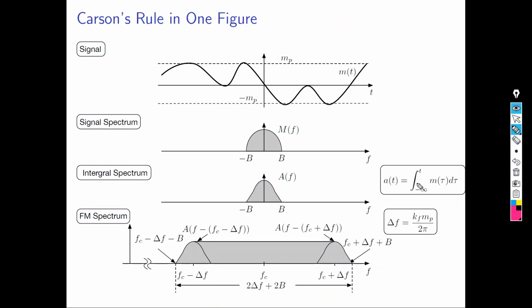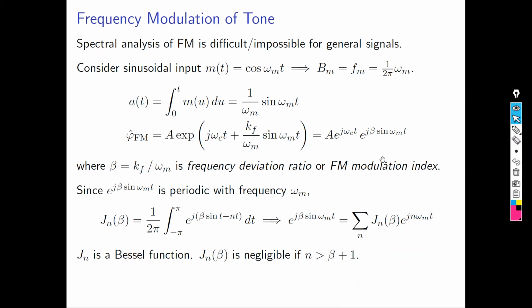So this is an important point to consider while you are dealing with frequency modulation. Now let's take an example for the case of a tone, which is a sinusoidal signal. Spectral analysis of FM is difficult for general signals. Sometimes it's not possible because of the complication of the power series analysis. Now for the case when we have a sinusoidal input where m of t is cosine omega m t, what's the bandwidth of cosine omega m t?